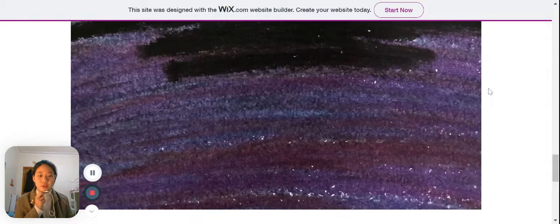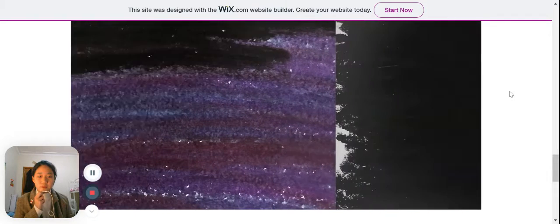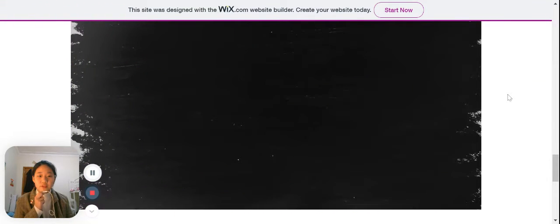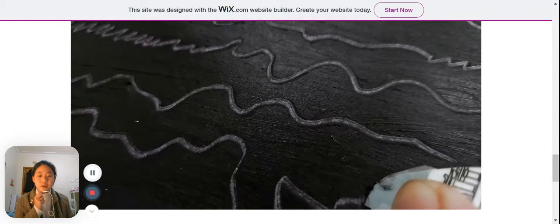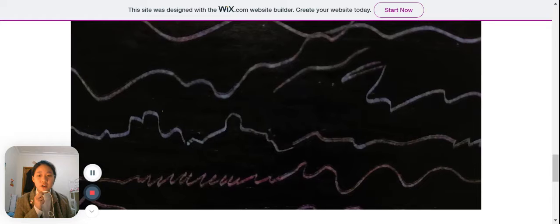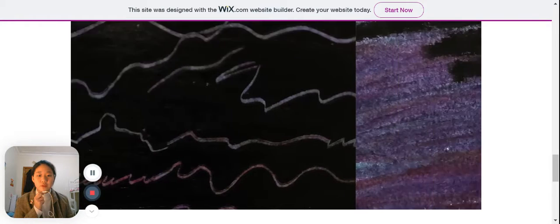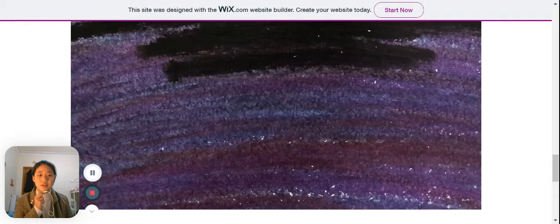These are also some of the process photos that I took while doing this one, which I scratched with the pick itself, and I created these lines.